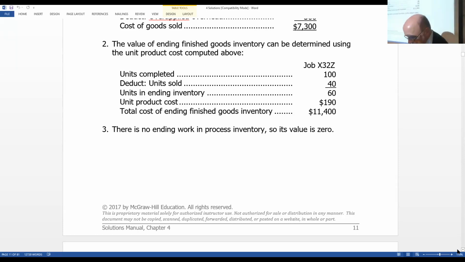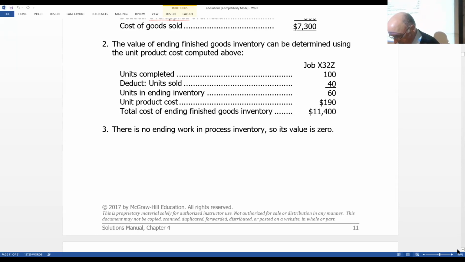And the third one, what is the total value of work in process inventory at the end of May? There isn't any, so the value is 0. They had work in process at the beginning, but we added that already, right, in that first part. So that's it.